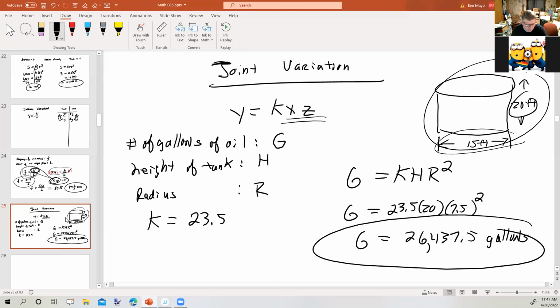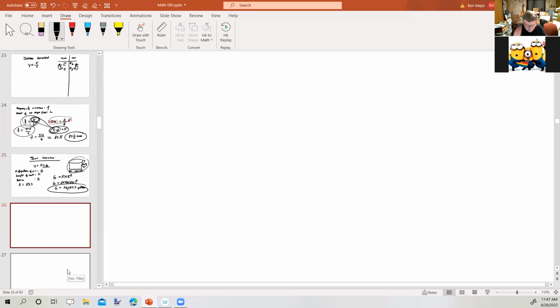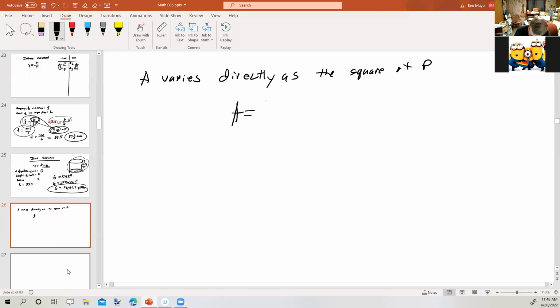Right, now we're going to do some translating, and that is I'm going to read a statement in words, and then we'll translate it into symbols, and then we'll go the other direction. So let's say, for instance, we have this. A varies directly as the square of P. So A equals K P squared. You all right with that?